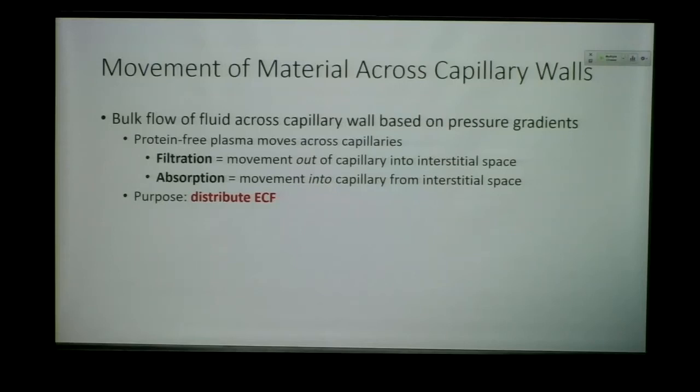Okay, so we're going to pick up our discussion here today with diffusion. We began by looking at the structure of capillaries last time, and today we're going to move on to look at exactly how movement of materials occurs across the capillary wall. Okay, that's going to include looking at Starling's forces.